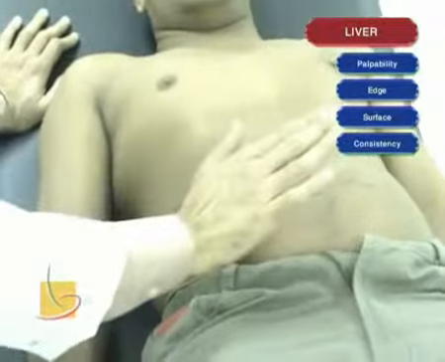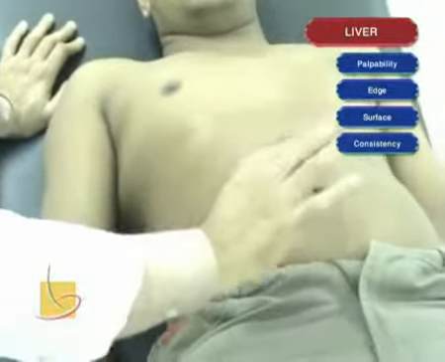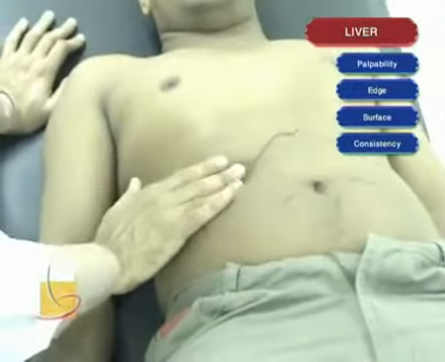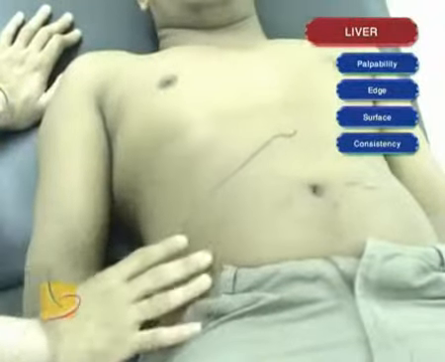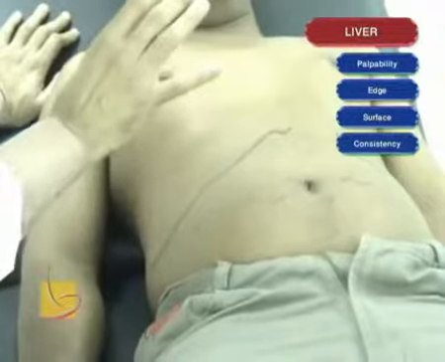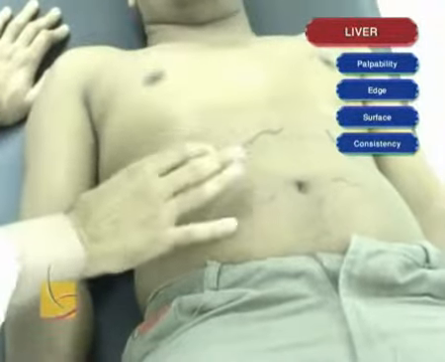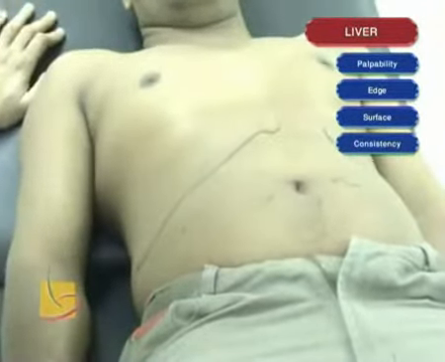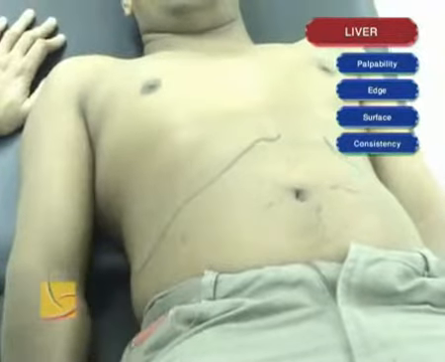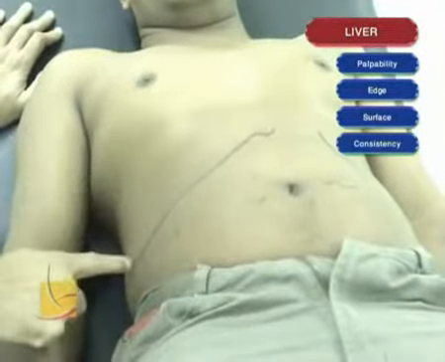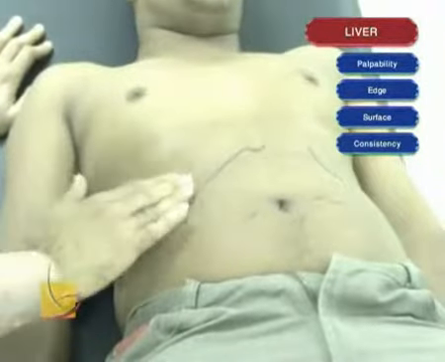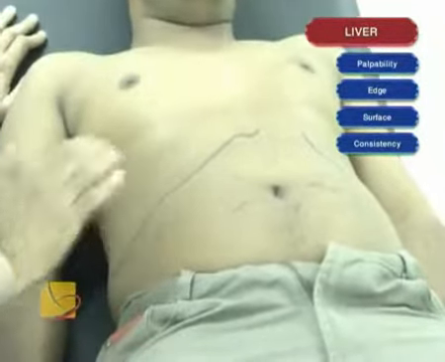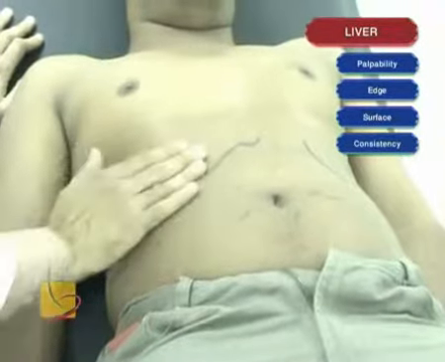Try to avoid the so-called hard liver unless you really feel it is hard, because a hard mass in the abdomen in general indicates most probably malignancy. So I am repeating that in almost all patients with liver cirrhosis or liver fibrosis with a palpable liver, the consistency is firm and the surface smooth.